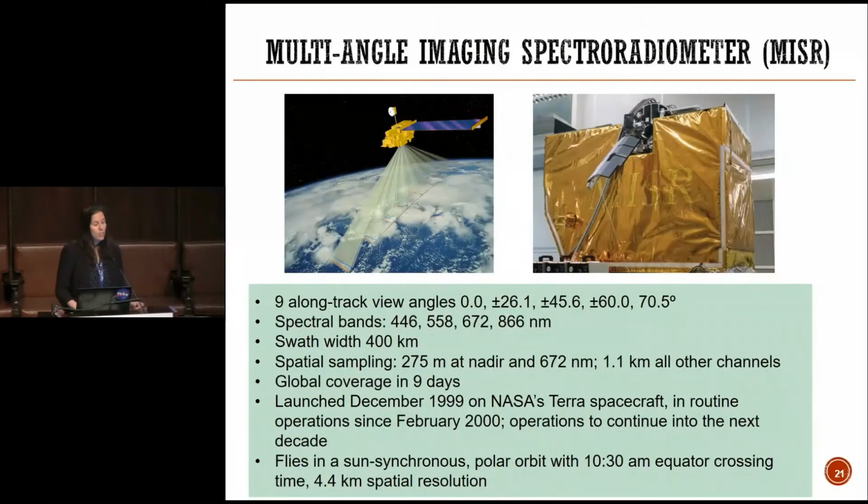The next satellite instrument I want to talk about is the Multi-angle Imaging SpectroRadiometer, called MISR. One big difference from MODIS is that it has 9 view angles that enable us to obtain more information about the aerosol type, composition and characteristics. It has a new algorithm with a 4.4 kilometer resolution, and it's also on the Terra spacecraft, so we have data since the year 2000.